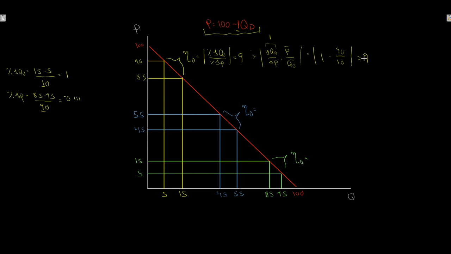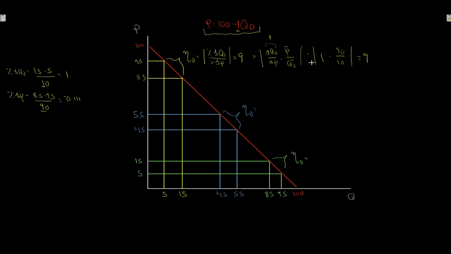Well, an elasticity of 9 is a value bigger than 1. To get that, it means we've had a big change in quantity demanded for a tiny change in price. We are elastic. We are sensitive. So we are price sensitive up in this region here.